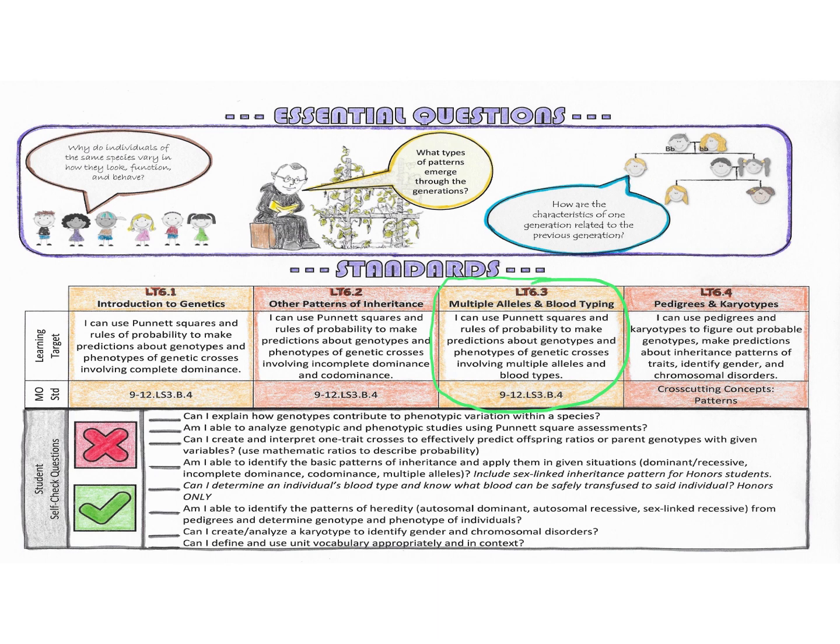We did our blood typing lab, which you should have turned in today. And now we're going to look at how those blood type alleles are inherited. So we're going to use Punnett squares and the rules of probability to make predictions about the genotypes and phenotypes of genetic crosses that involve multiple alleles, and we're going to focus on blood types.